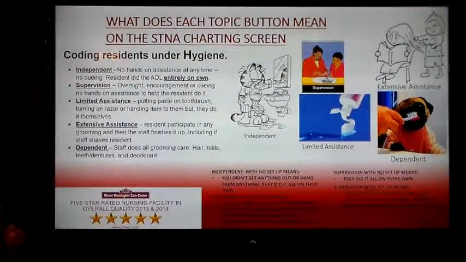Extensive assistance. The resident participates in any grooming, and then the staff finishes it up, including if the staff shaves the resident. Dependent, staff does all grooming care: hair, nails, teeth, dentures, deodorant, etc.